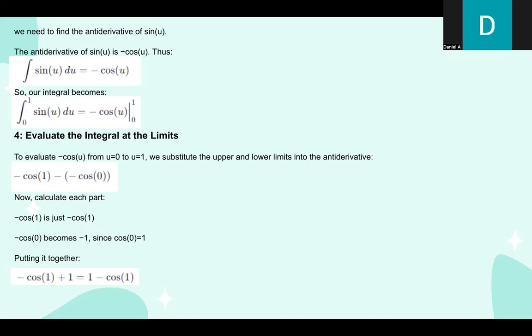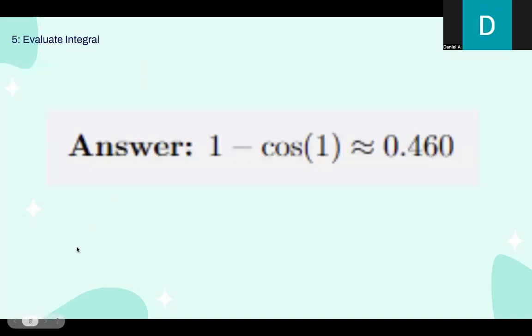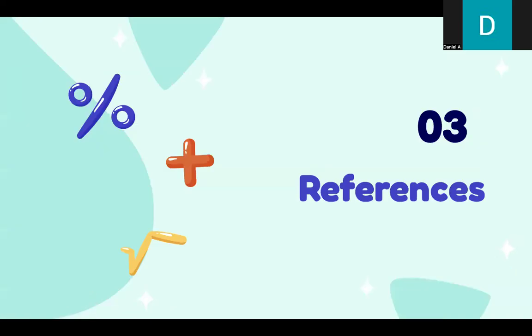Now calculate each part. Negative cosine 1 is just negative cosine 1. Negative cosine 0 becomes negative 1, since cosine 0 equals 1. Now putting it together, you'll get negative cosine 1 plus 1, which equals 1 minus cosine 1. Now the last step, evaluate the integral. After evaluating it, you'll get the answer: 1 minus cosine 1 is approximately 0.460. Now here's my references.